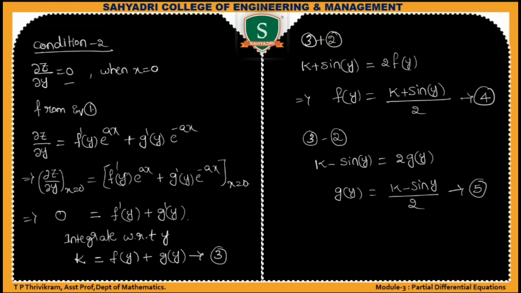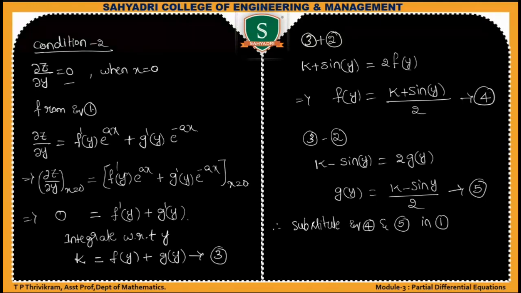Okay, now substitute equation 4 and 5 in equation 1. So that f of y and g of y will be eliminated. So therefore substitute equation 4 and 5 in 1. So what happens? I'll write it in next slide.